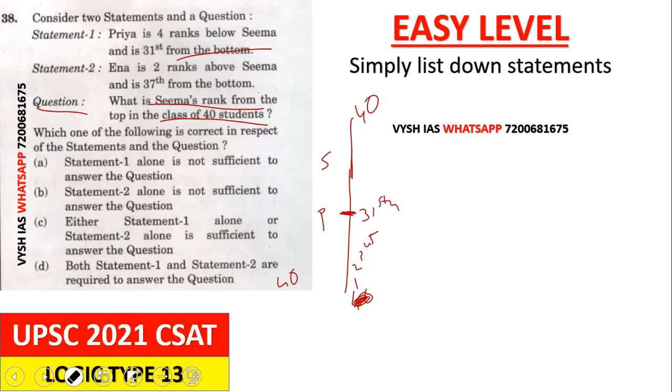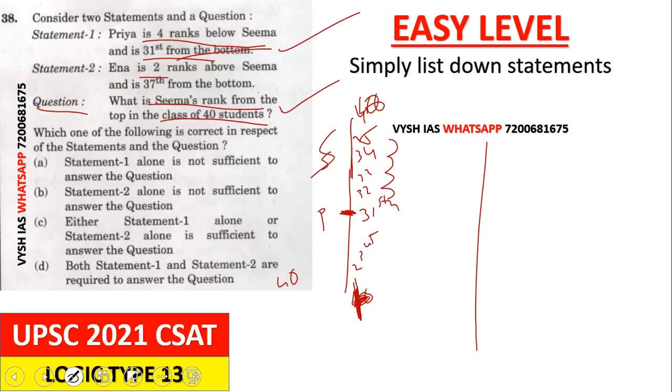Then it's just a matter of writing whatever they told into a picture. So the 40th rank is here, the first rank is here at the bottom, and the 31st rank is Priya. Priya is 4 ranks below Seema and 31st from the bottom. So after that 32 will be there, 33, 34, 35. So Seema's rank is kind of there, right? Because Seema is 4 ranks above Priya: 1 rank, 2 rank, 3 rank, 4 rank. So you can find out Seema's rank. They're asking what is Seema's rank in the class. Just by reading the first statement, I can find Seema's rank as around 35. Now, Enna is 2 rank.